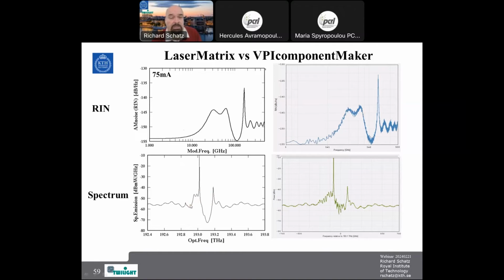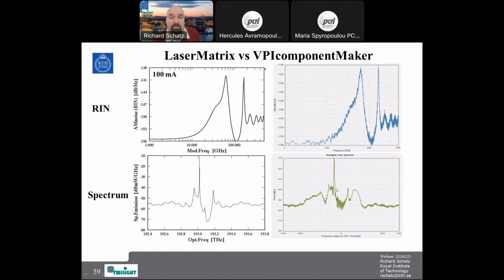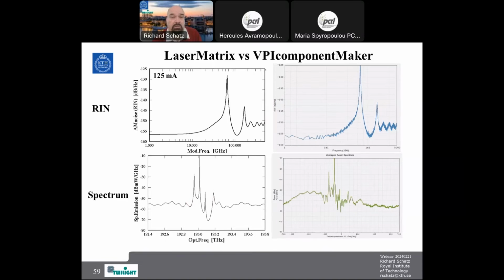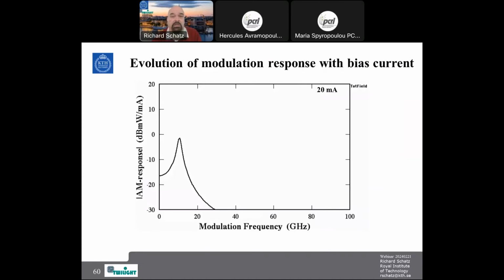If we increase the bias further, we see this photon-photon resonance effect, also here in the spectrum, and then we see how it goes into self-pulsation in both models here. Here you will see now the modulation response, how that evolves. At low currents, we have just a single carrier-photon resonance.